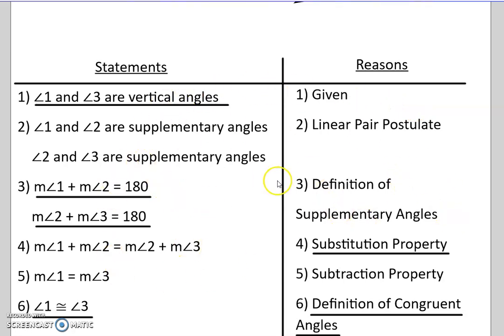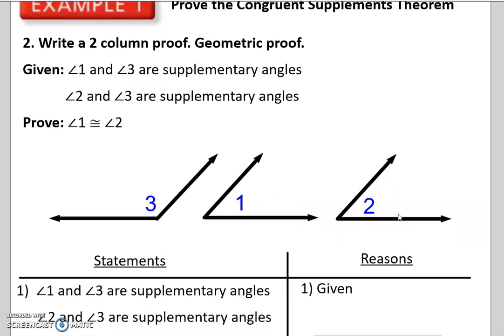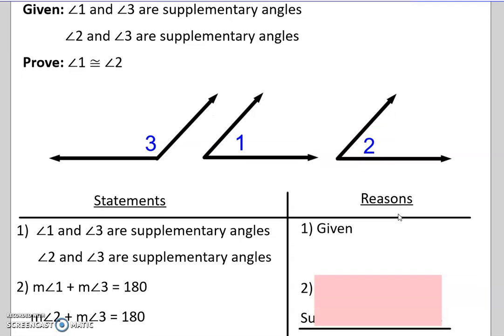Okay, so let's take a look at another example like this. Here we're going to prove the congruent supplements theorem. So given what was in that chart, given that 1 and 3 are supplementary angles, that 2 and 3 are supplementary angles, prove that these 2 angles are congruent. Okay, I'm going to start with my given. Always start with my given. Notice my second step. I jump to supplementary angles, right? Notice that I go from 1 to 2 because of what I said in the first step.